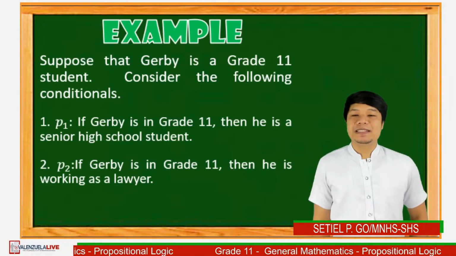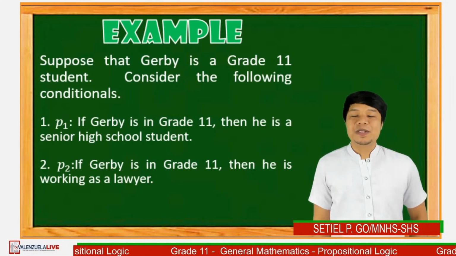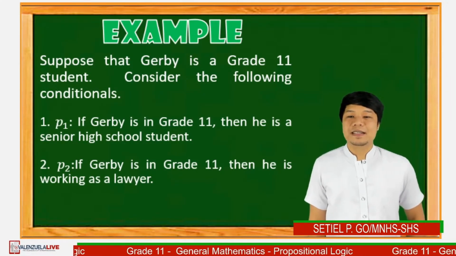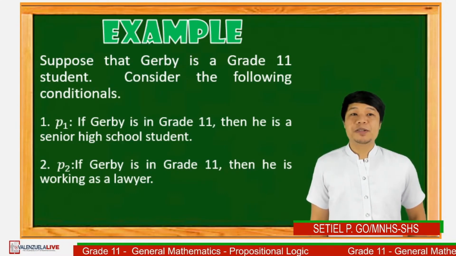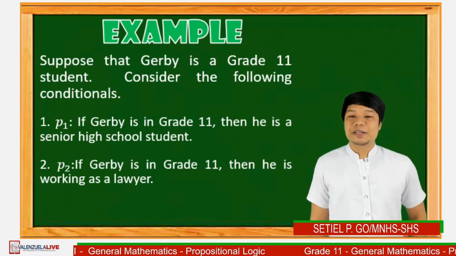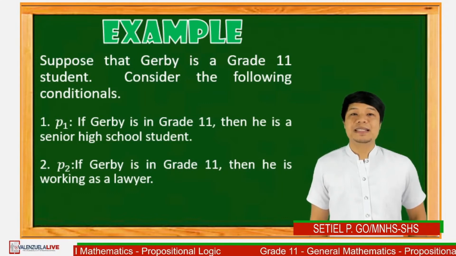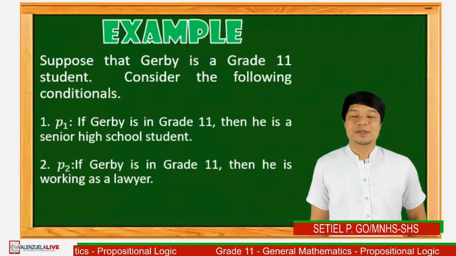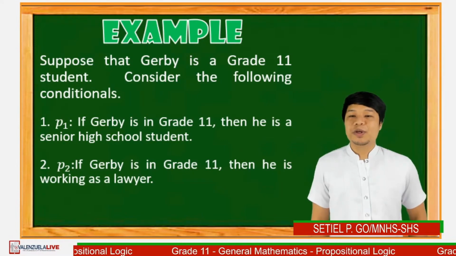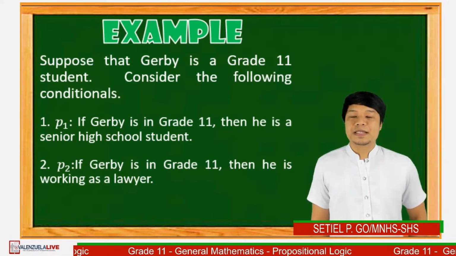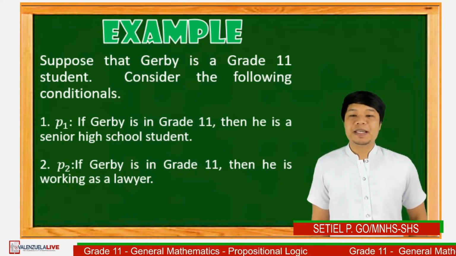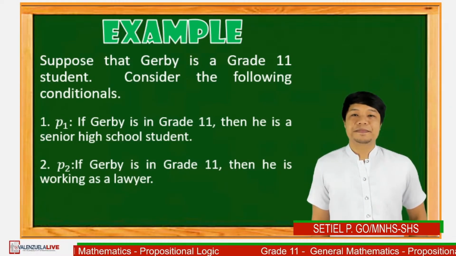Suppose that Jerby is a grade 11 student. Consider the following conditionals. Number 1, proposition P1 states that if Jerby is a grade 11 student, then he is a senior high school student. Number 2, proposition P2 states that if Jerby is a grade 11 student, then he is working as a lawyer.